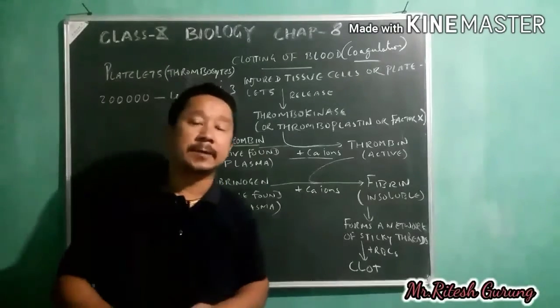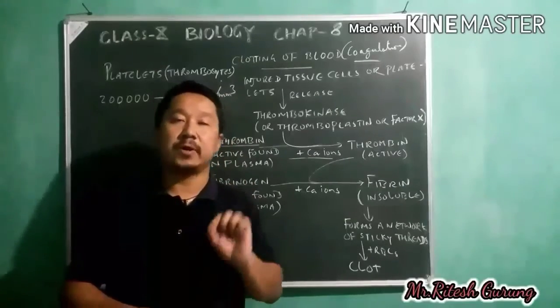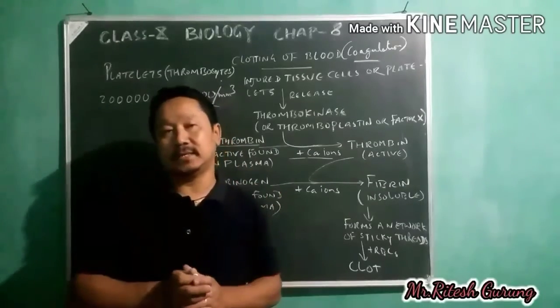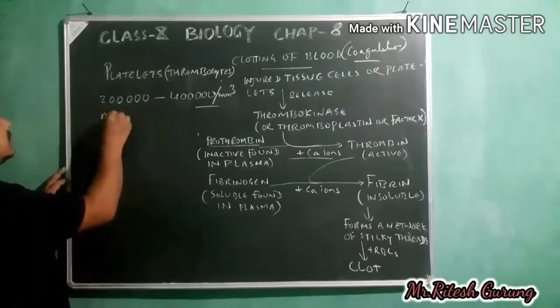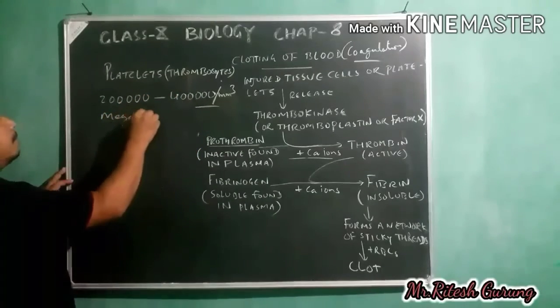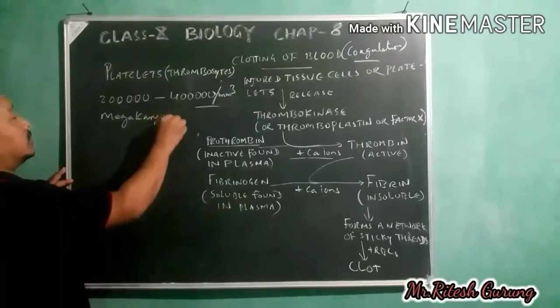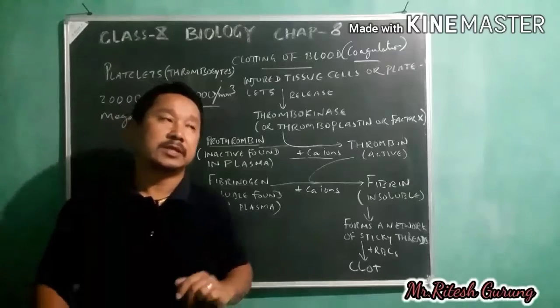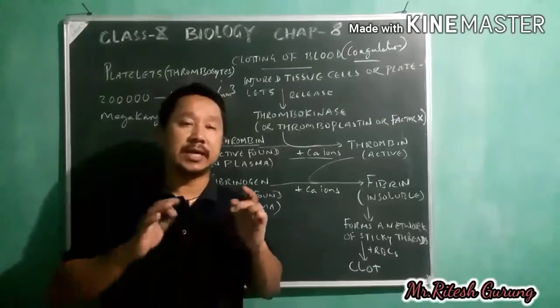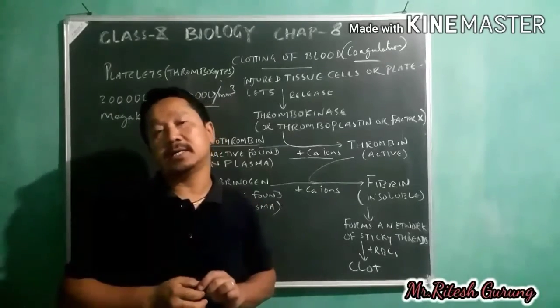They are formed from the giant cells called megakaryocytes. Megakaryocytes. They are formed from the giant cells called megakaryocytes in the red blood cells.